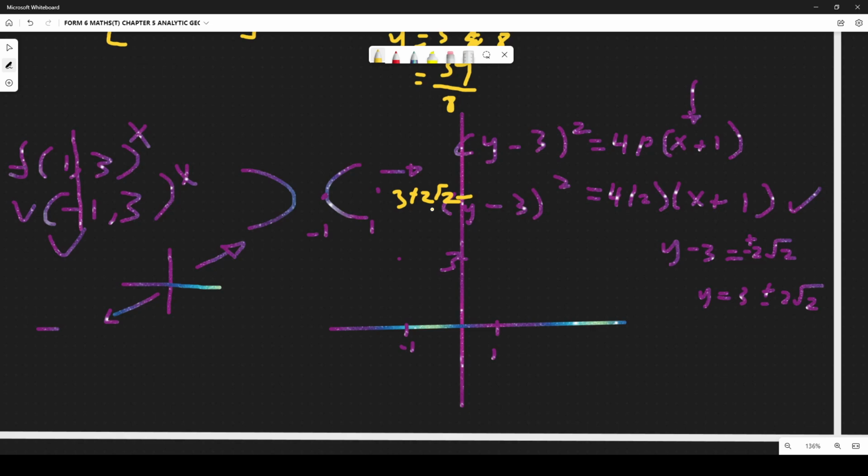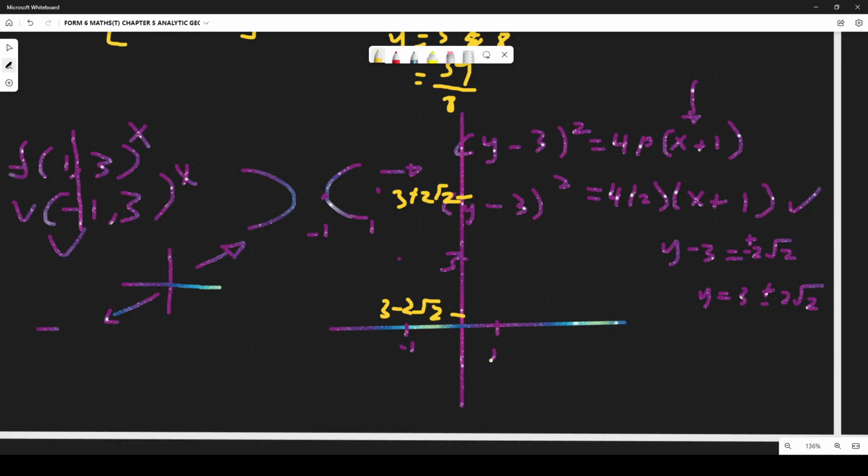3 minus 2 root 2. 0.17, positive. Okay, positive number. So it should be around here, somewhere here. Since it's sketching, you don't have to bother if it's very accurate or not. If it looks good enough, it's good enough. 3 minus 2 root 2, and then here.